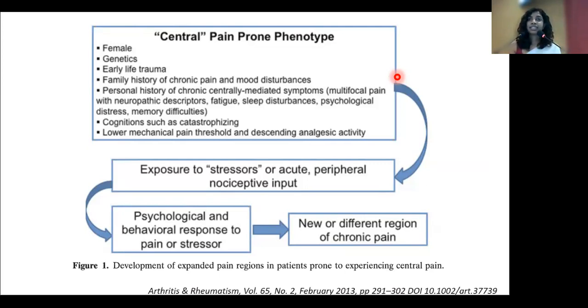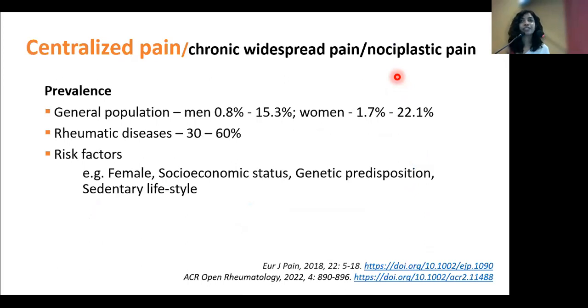So when a person is prone to this and they get a stressor or an acute pain or a nociceptive input on top of that, that leads to these neuroplastic changes to happen and persist, and you get pain in different areas and you get new pain that lasts for a longer period of time. So there are different terms that are used for this, be it centralized pain, chronic widespread pain, nociplastic pain. All these things mean the same thing because the changes that we see are the same.